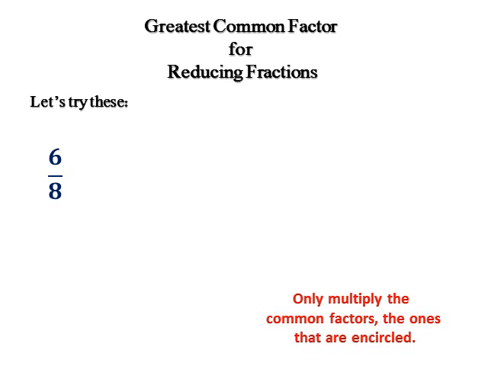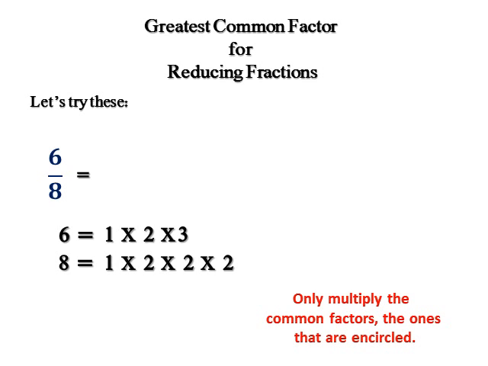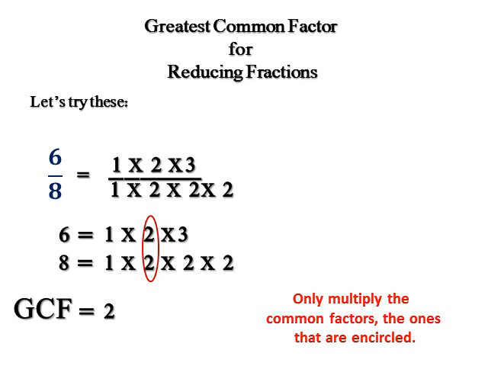Okay, so let's try this one. 6 over 8. Let's get the factors of 6 and 8. 6 would be 1 times 2 times 3. 8 would be 1 times 2 times 2 times 2. Okay, and so let's get the common factor, which is 2. In this case, the greatest common factor is just one factor, which is 2. Okay, so that's just it. And so let's factor 6, which will be the same as the original factorization, and 8 the same also with the original factorization. This happens when you only have one number as a common factor.